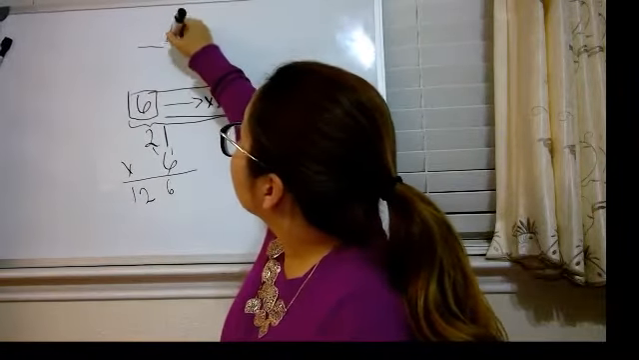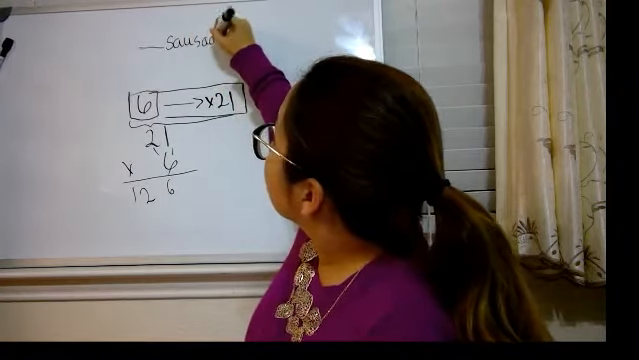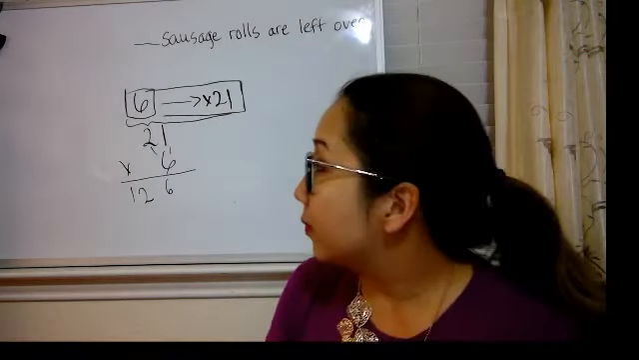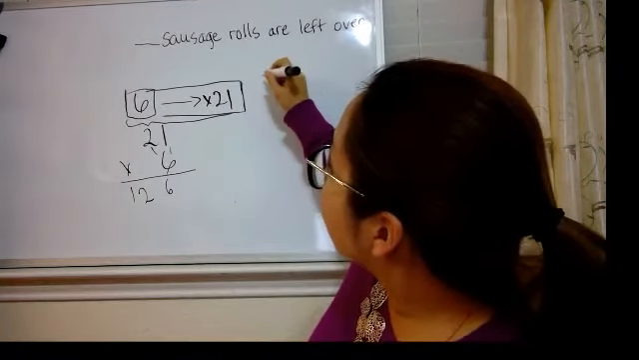Blank sausage rolls are left over. That's one way to write it. So, how are we going to figure this out? We've got 126 of them. Okay?